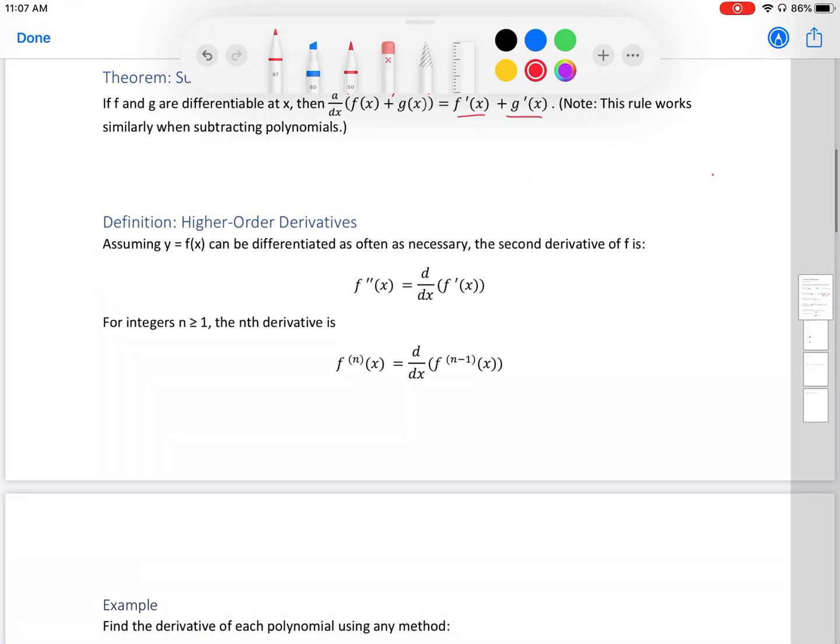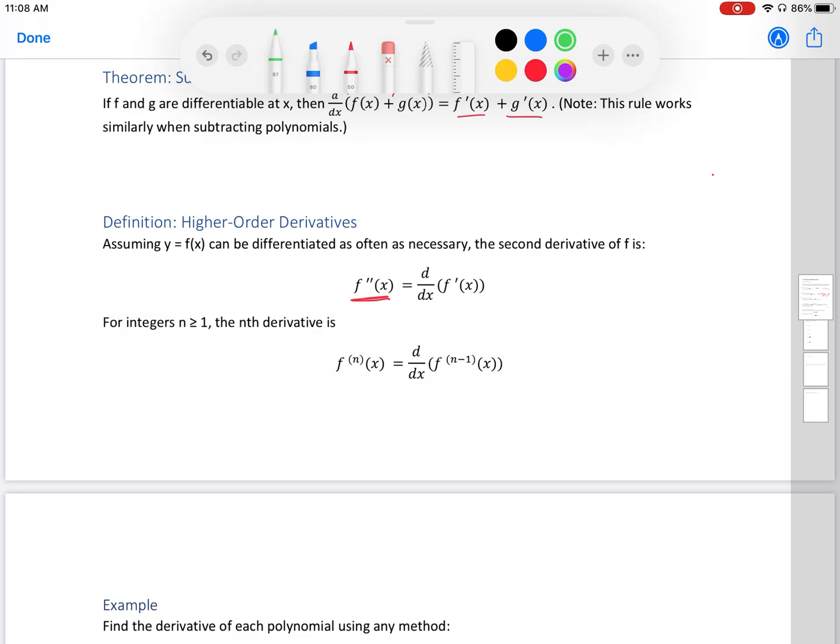And lastly, higher order derivatives. Assuming y equals f of x can be differentiated as often as necessary, the second derivative of it, you can write as f double prime. So that's those two little tick marks, which let us know it's two derivatives. And you find that by taking the derivative of the derivative. And you can repeat that as many times as you'd like.